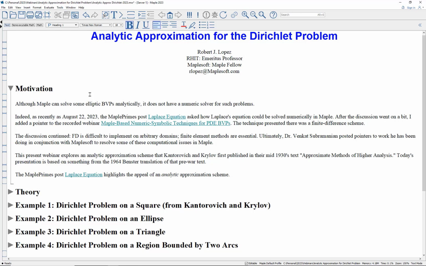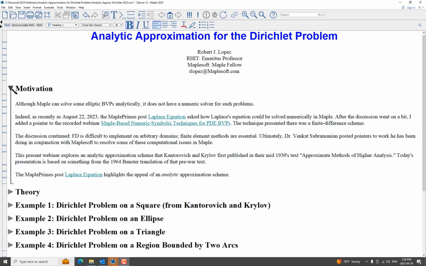So this present webinar explores an analytic approximation scheme that Kantorovich and Krylov first published in their mid-1930s text, Approximate Methods of Higher Analysis. So today's presentation is based on something from the 1964 Benster translation of that pre-war text. The MaplePrimes post, Laplace equation, I think, highlights the appeal of an analytic approximation scheme given Maple's weakness in this area.